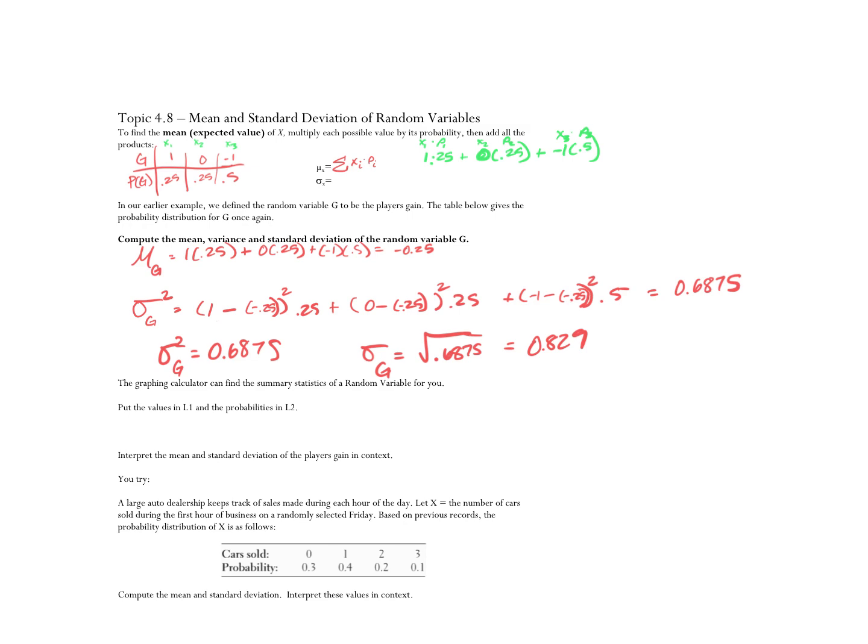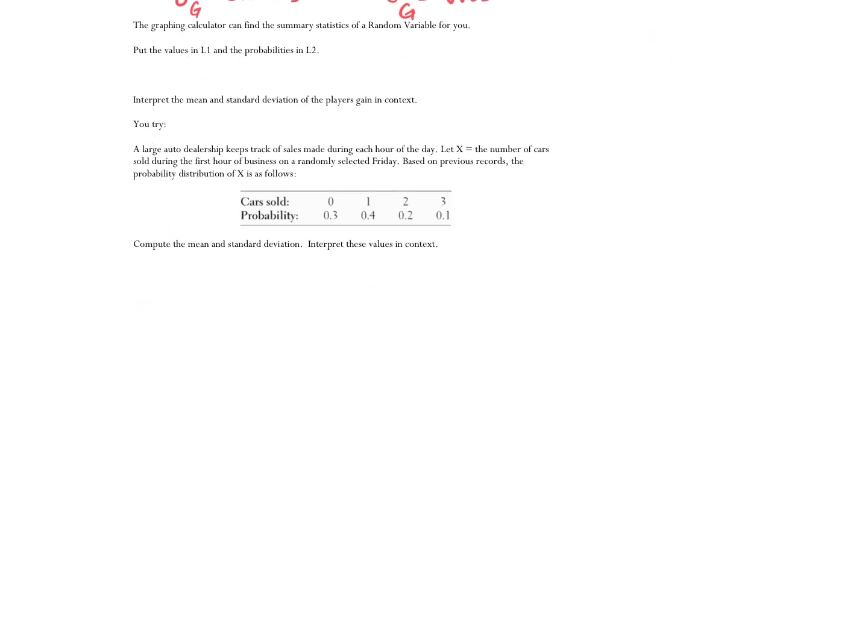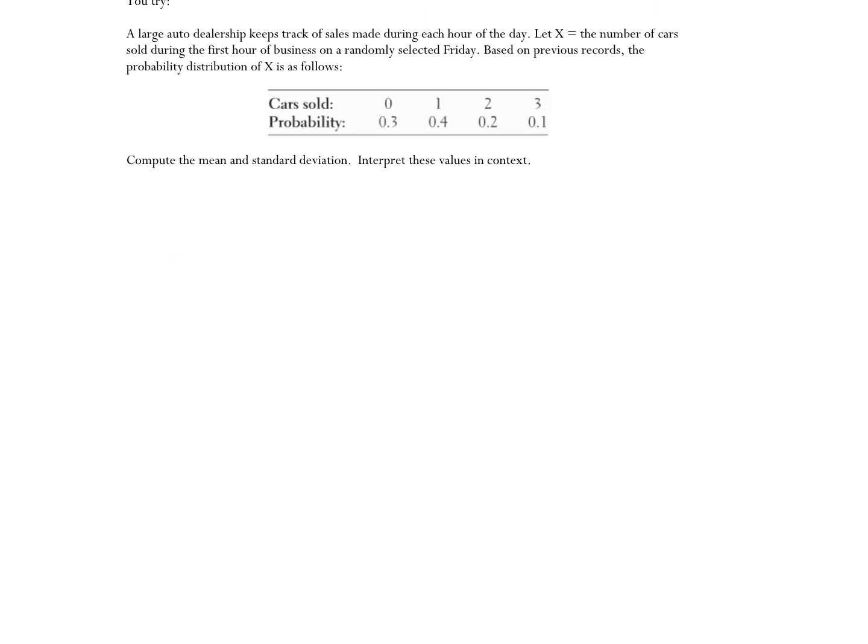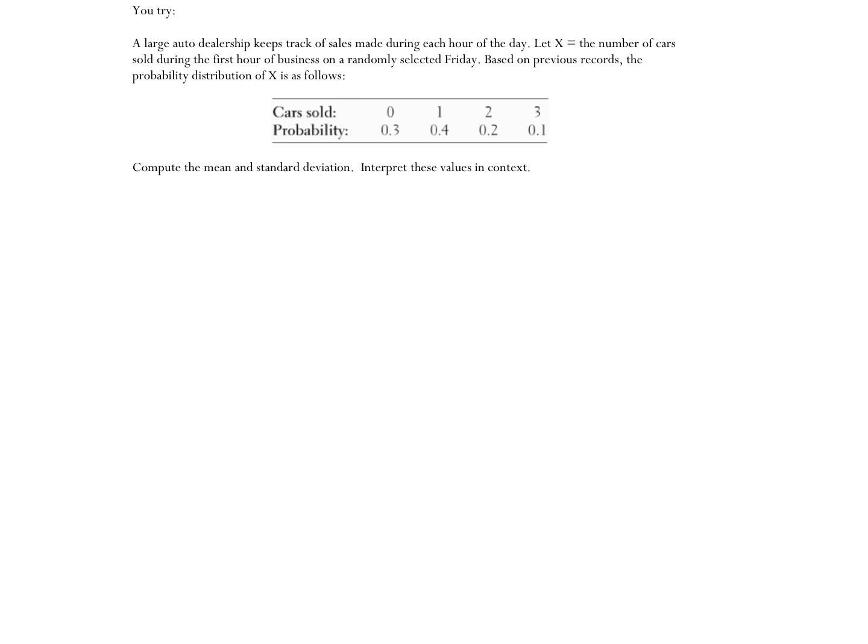Okay. Let's go ahead and do this again. We're going to do it with this data set real quick. So we're saying X is the number of cars sold. This is a car dealership. I think seeing this worked through another time will help you see how to do this a little bit better. Okay?